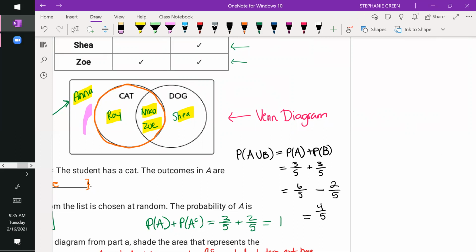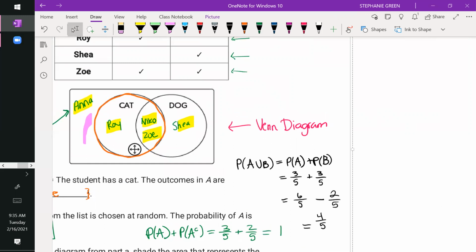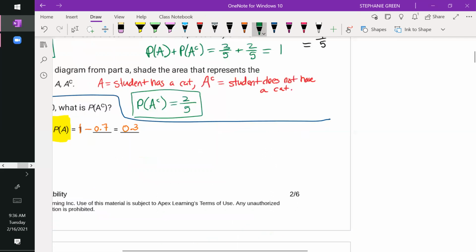Now look back, is that correct? Is the probability of A or B 2/5? Let's see, here's my area that represents A or B. I see 4 names, Roy, Nico, Zoe, Shay, out of 5, 4/5. So that's the general rule for probability of the intersection of two events. Okay, whether they're mutually exclusive or not, I'll go back to where I was.